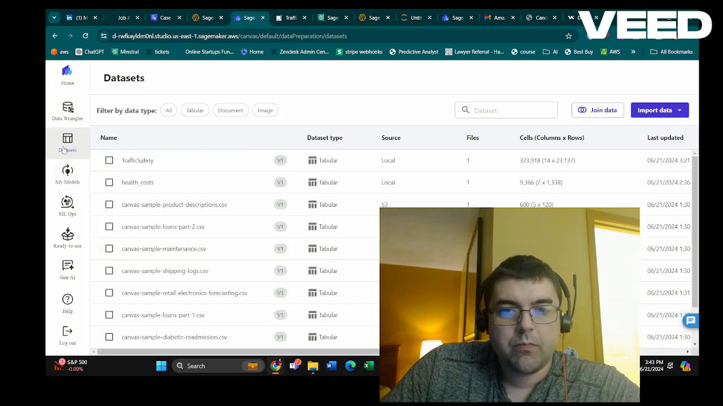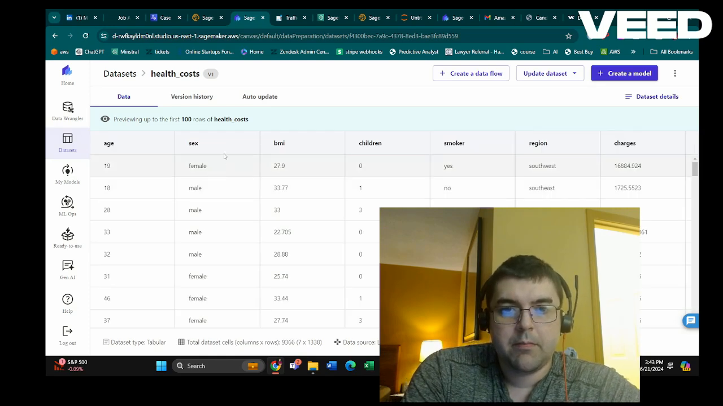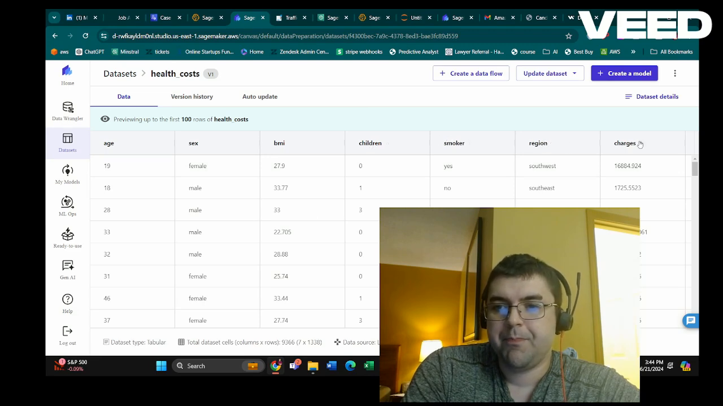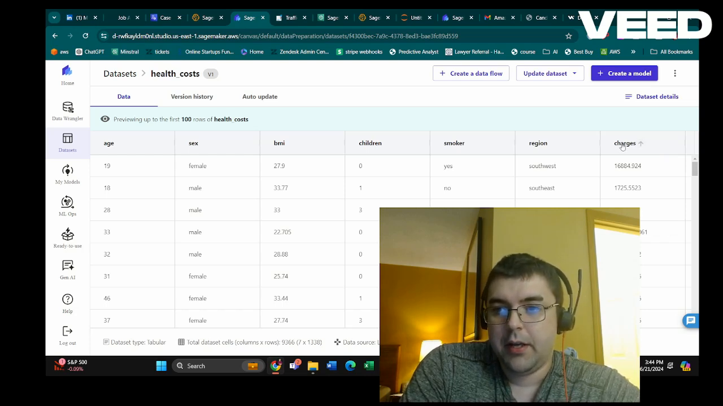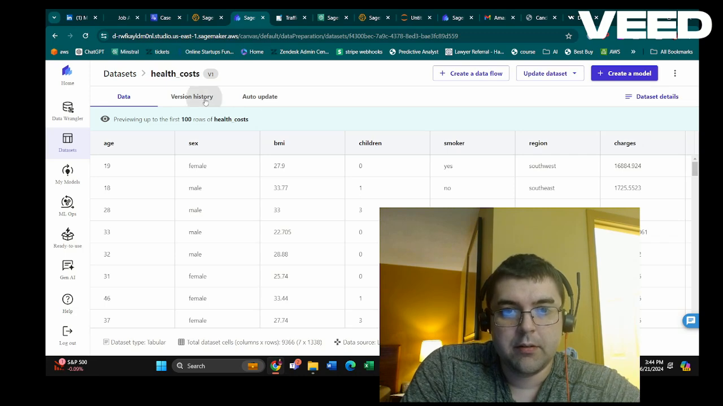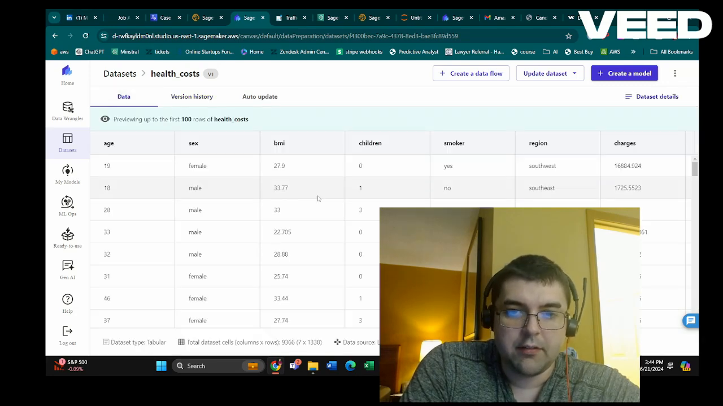Done. And I did another study with another data set that I know very well. This is the health costs. It looks at a person's age, sex, BMI, number of children, smoker status, region, and then it predicts the annual health charges of that person. This is a smaller data set. It's only about 1,300 observations.